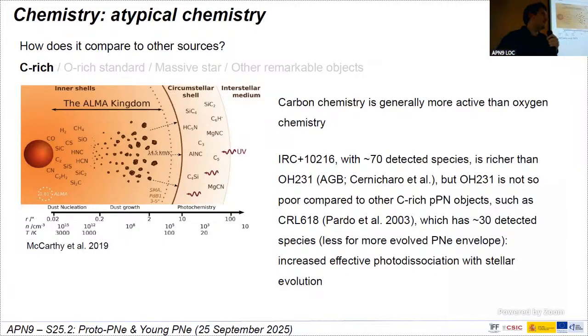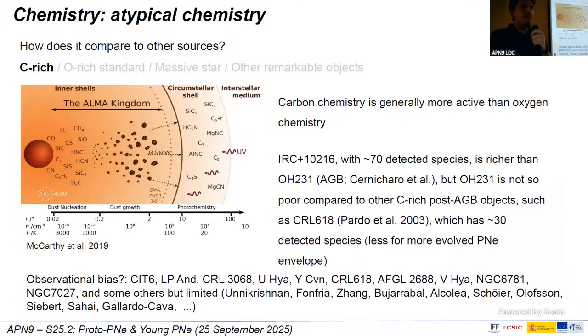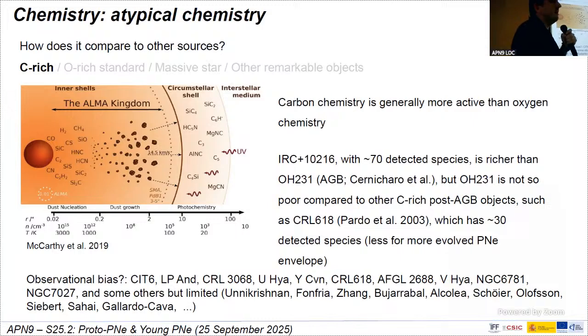an observational bias. And the situation has improved in recent years, as Ramlal showed us a couple of days ago. The number of observations, general chemical studies of carbon-rich objects, has improved. And then we see that OH 231 is doing well. It's quite diverse and rich compared to these objects, in numbers of 30 detected species or so.